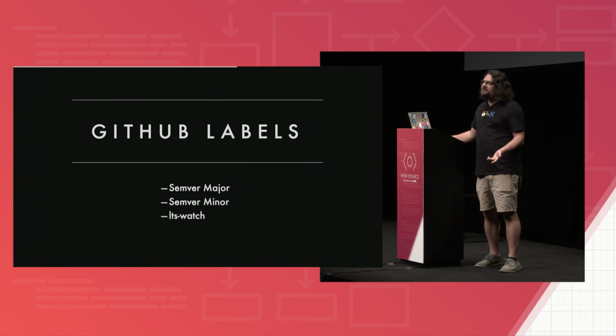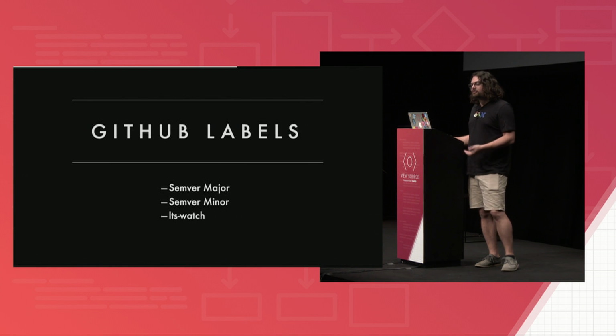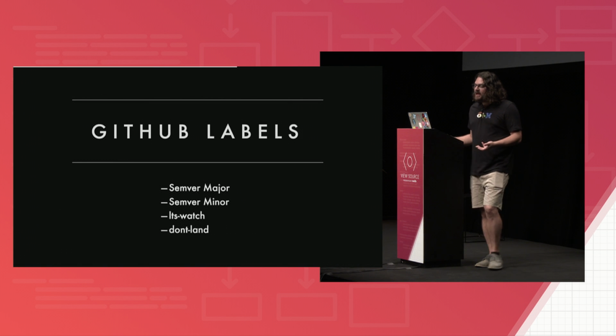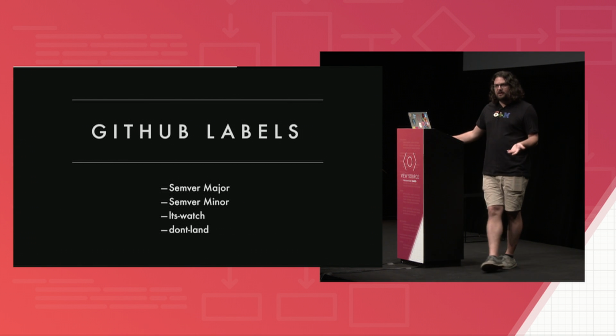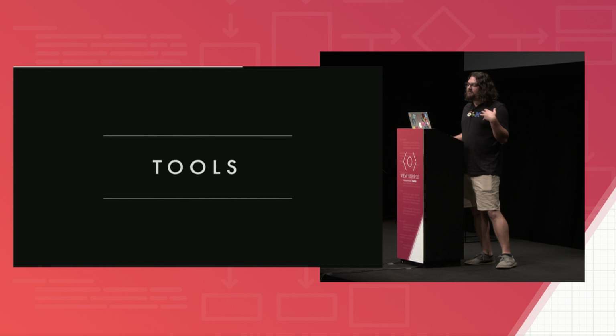If they're commits that we think need to be backported to specific streams, we'll add an LTS watch label to it. And if there are commits that definitely shouldn't be on certain streams, we'll add don't land. So one would be LTS watch v4.x, one would be don't land v4.x. And then we have a bunch of tools.